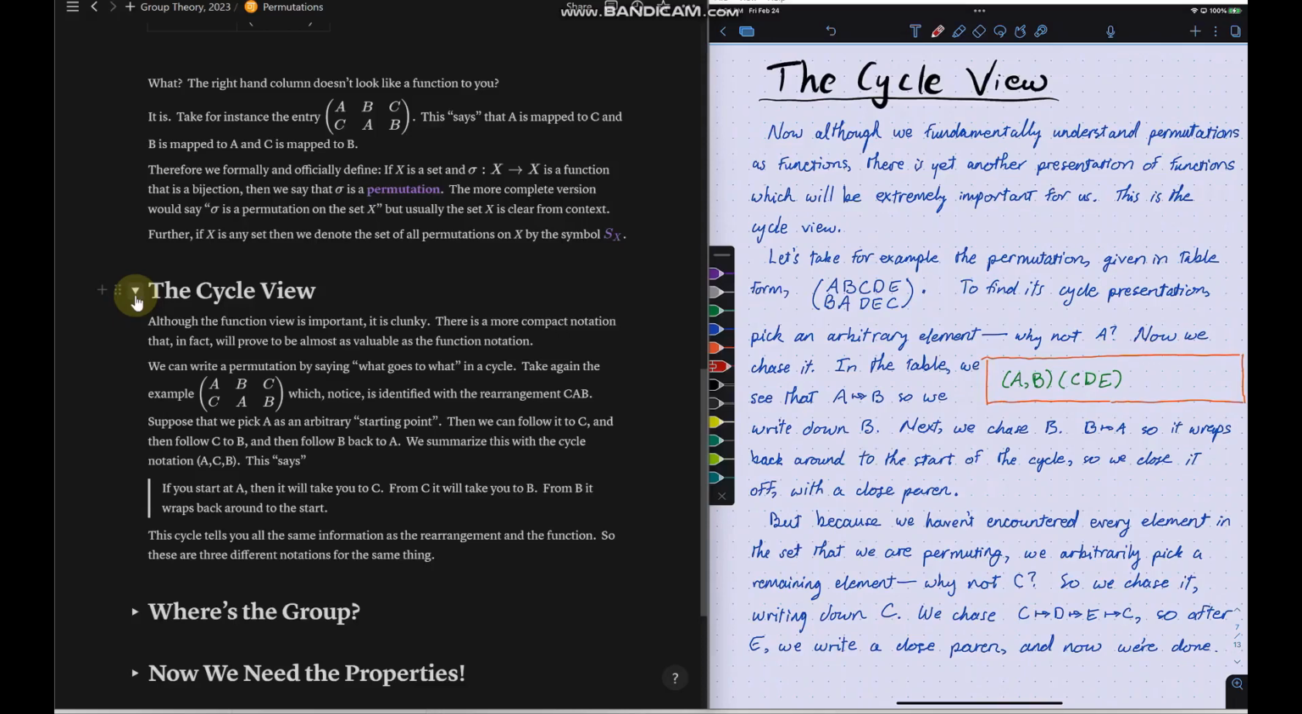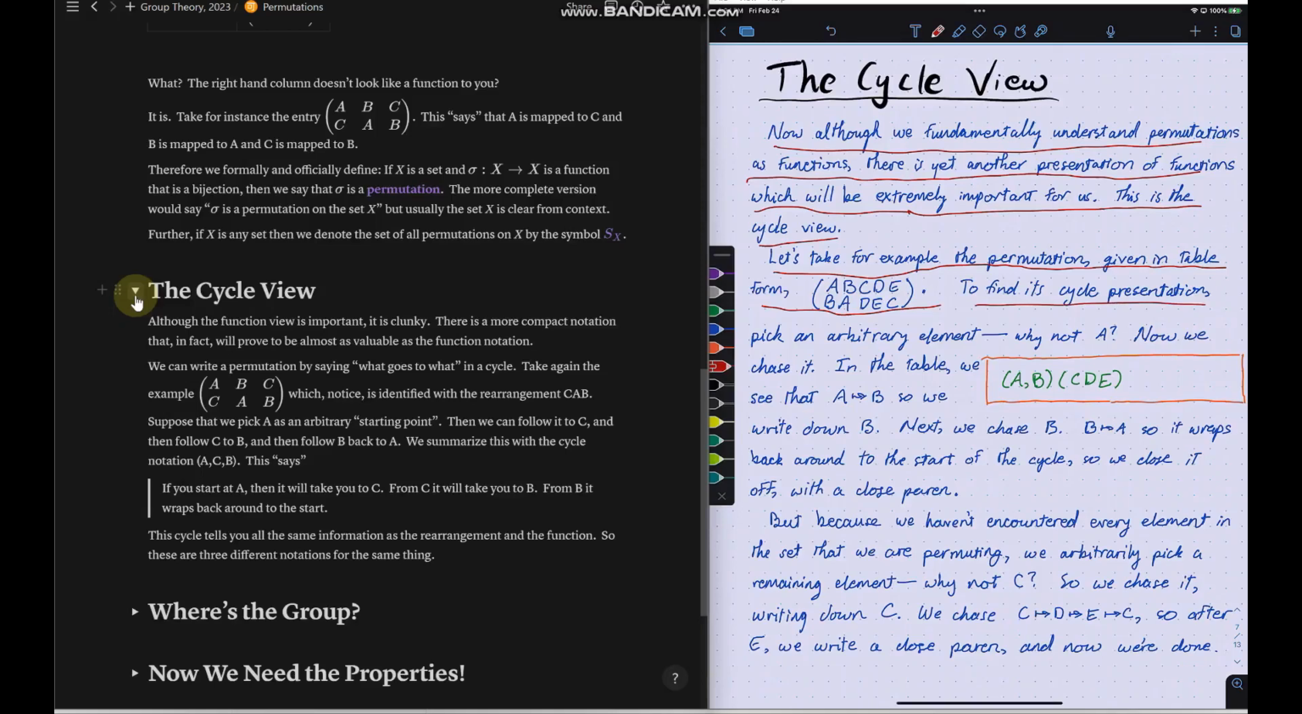Now, although we fundamentally understand permutations as functions, there is yet another presentation of permutations which will be extremely important for us. This is the cycle view. Let's take, for example, the permutation given in table form of top row A, B, C, D, E, bottom row B, A, D, E, C.